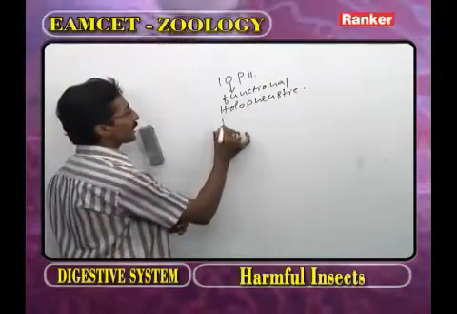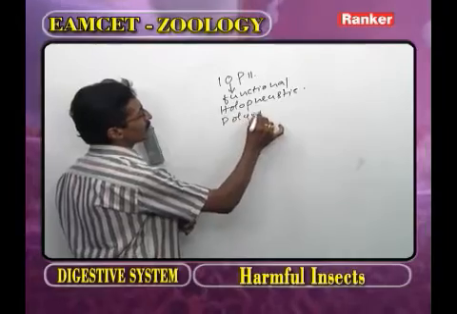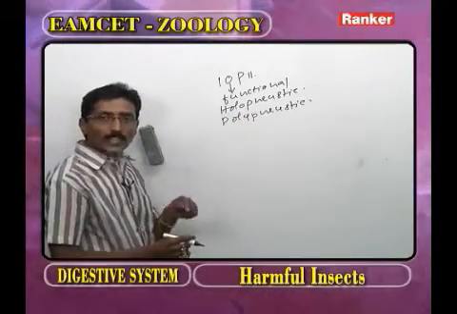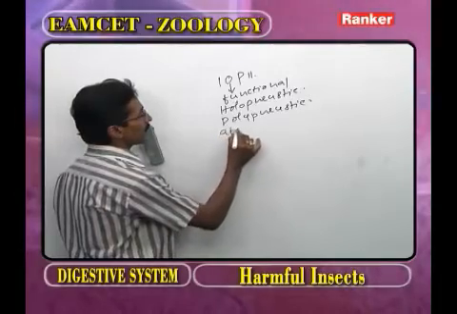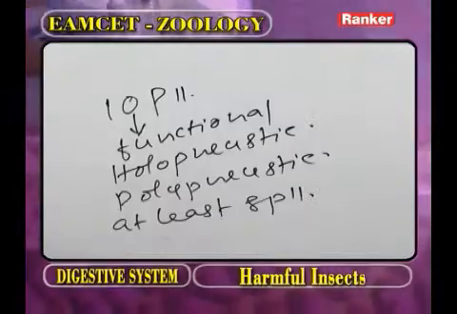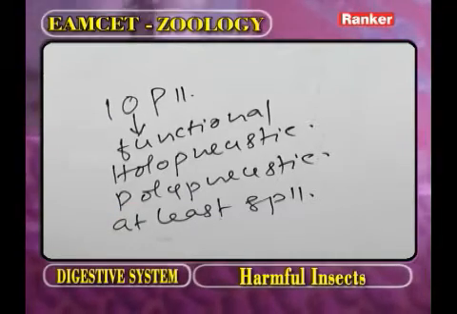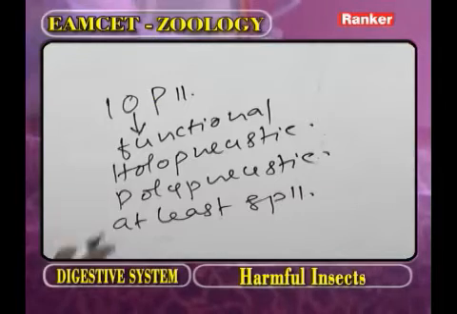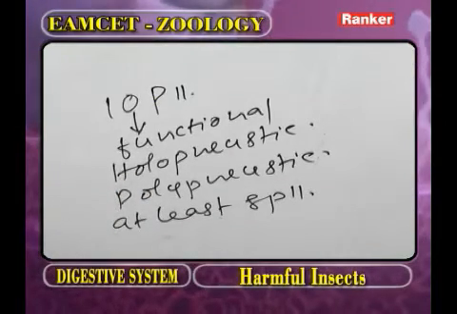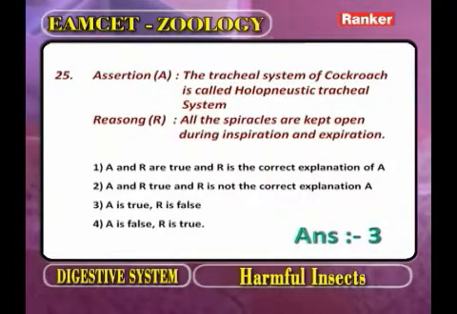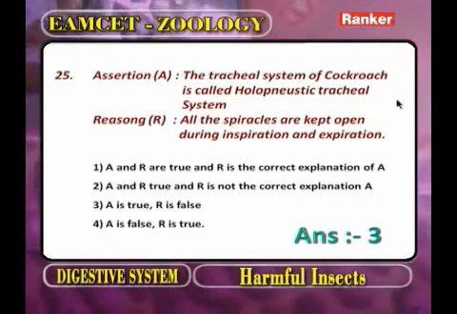Now, what is meant by polyneuristic? Out of 10 pairs of spiracles, if at least 8 pairs are functional, that condition we call polyneuristic. But in the body of cockroach, all 10 pairs are functional, so it is called holoneuristic. Now, regarding this question, assertion: in the tracheal system of cockroach, the condition is holoneuristic. All 10 pairs are functional.